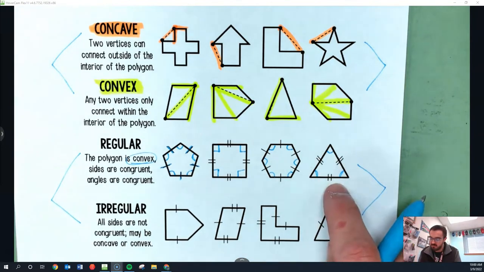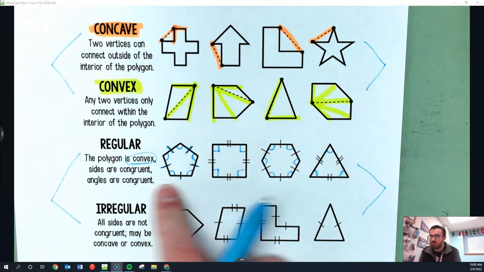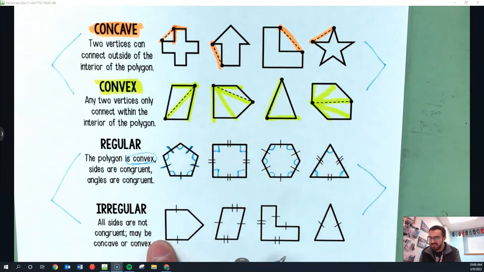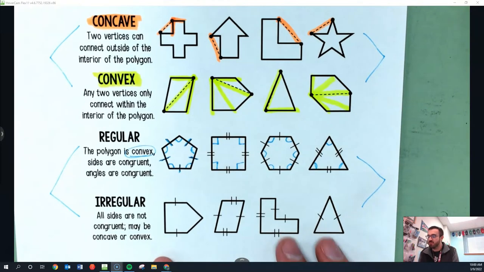We've talked about those. So that's kind of a regular one. Those are the ones we use most often. These are a little bit less common. These are irregular. As you can see, all the sides are not congruent. So on this one, we only know two of the sides being congruent at this point.